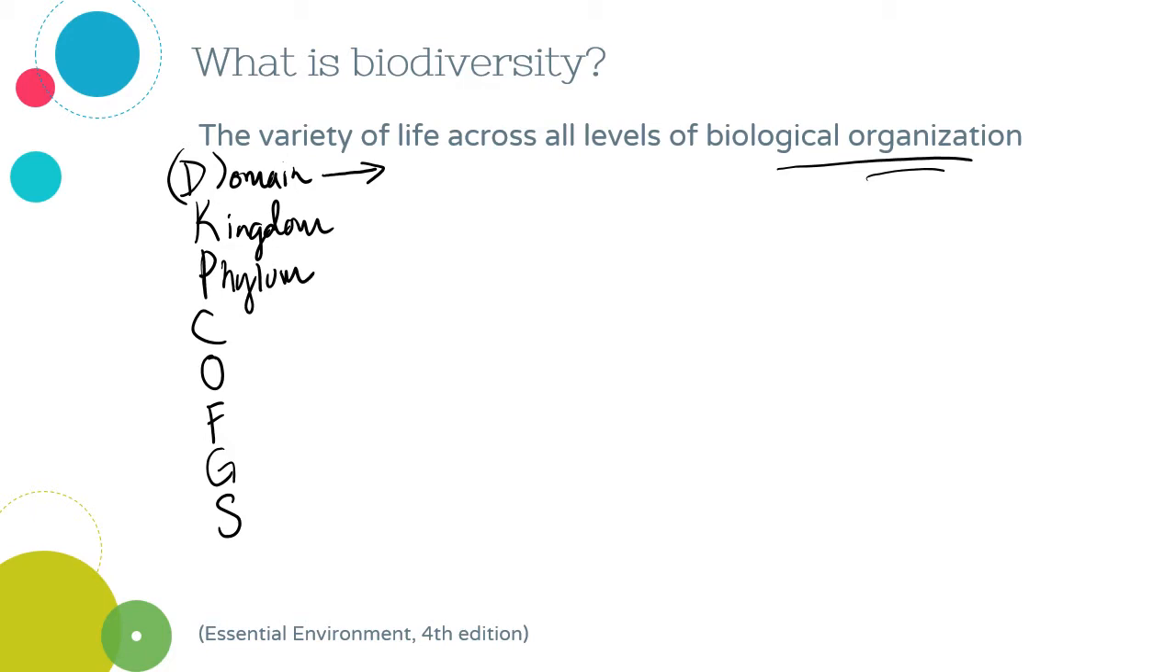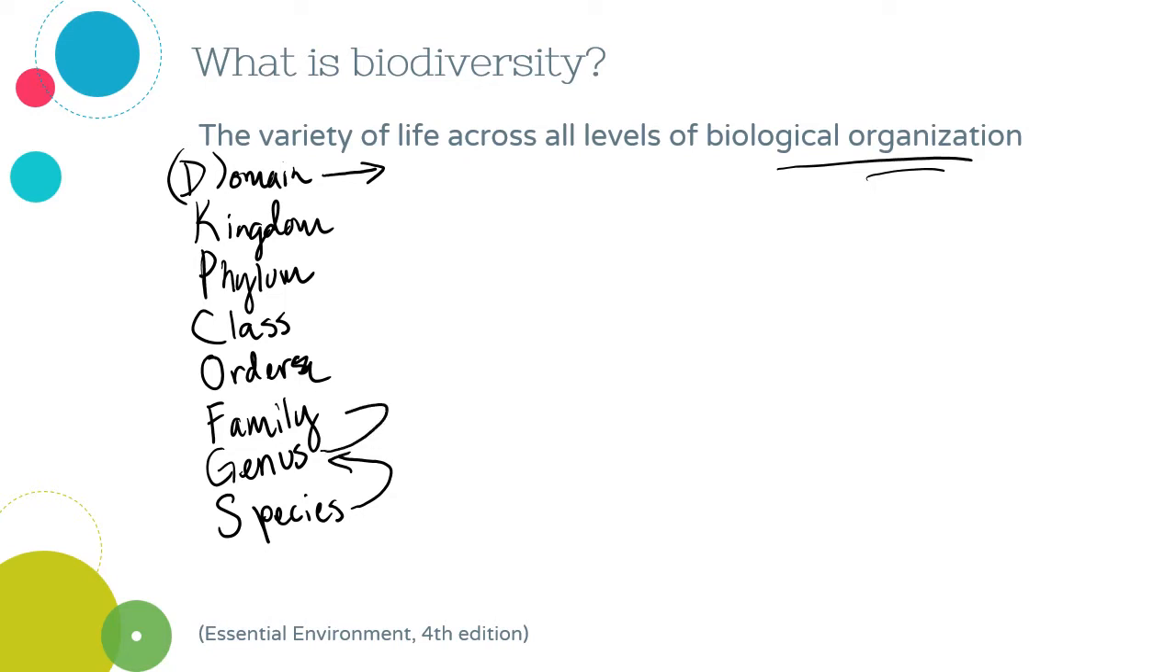Phyla get more specific still. We have classes, orders, families, genera, and species. So the species is our most specific level of organization. Species exist within genera, so many species could belong to the same genus, many genera could belong to the same family, many families to the same order. So we get increasingly specific. We narrow it down as we work down this list.